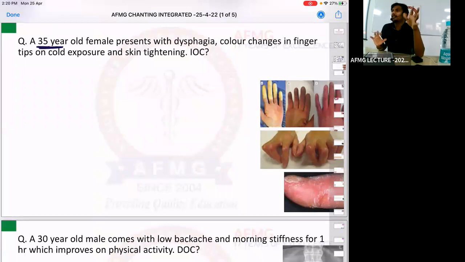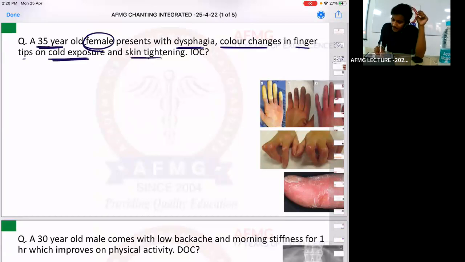Then, a 35-year-old. That means again a young or a middle-aged female presenting to you with complaints of dysphagia. That means difficulty swallowing, color changes in the fingertips on cold exposure and skin tightening. So पहले तो ये बताओ, what is your provisional diagnosis?